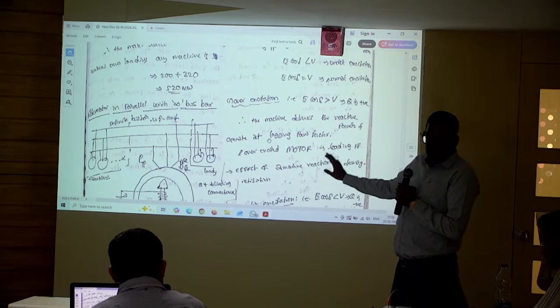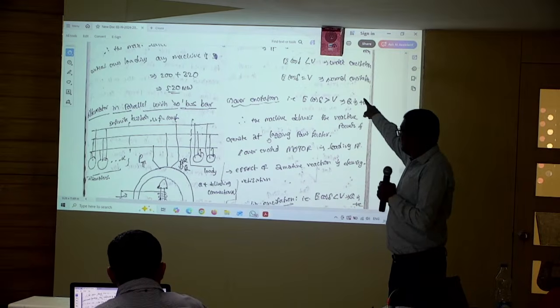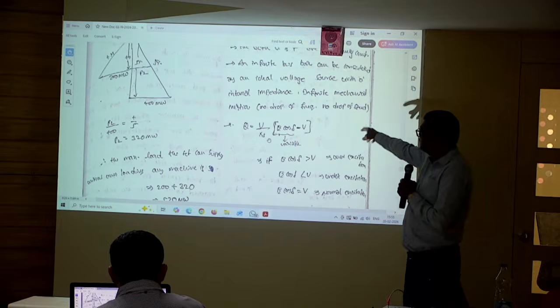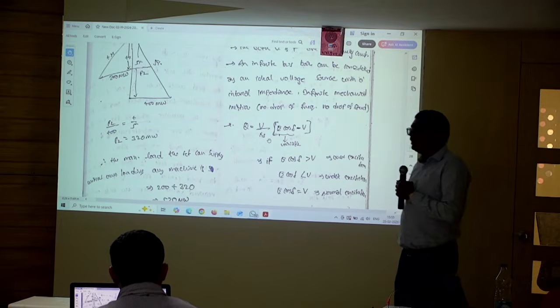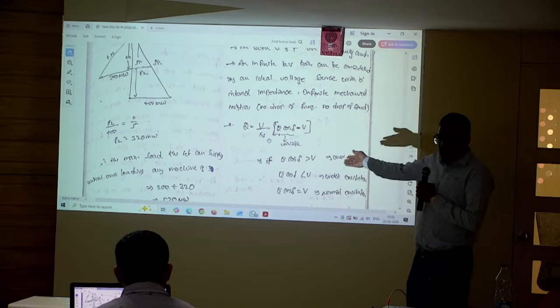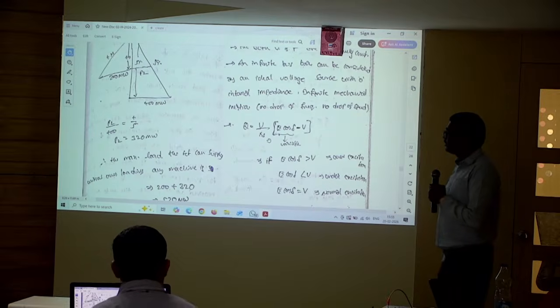Now we will see the reactive power from the power flow equations. The reactive power definition is given as Q = V/Xs × (E cos delta − V). This we derived from the per phase equivalent circuit model.